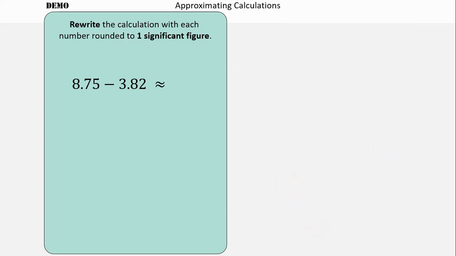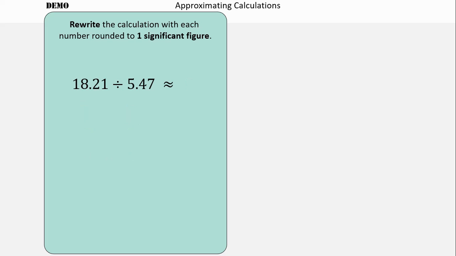Okay, we've just got some quick calculations here, so just keep an eye on them as we go through. 8.75 take away 3.82, rewrite the calculation with each one being rounded to one significant figure. So what we see from this one is the following. 9 take away 4, which is approximately 5. Moving on.